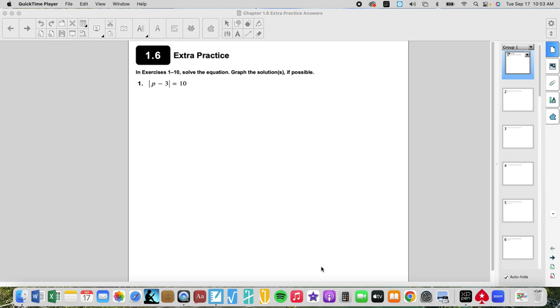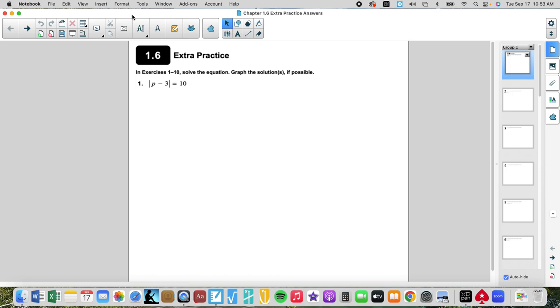Chapter 1.6, dealing with absolute values. Things that we need to recognize when we talk about absolute value. We talk about the distance of numbers, the distance from zero. So numbers have direction and distances. The directions are considered the plus or the minus, and then the number itself would be the distance.